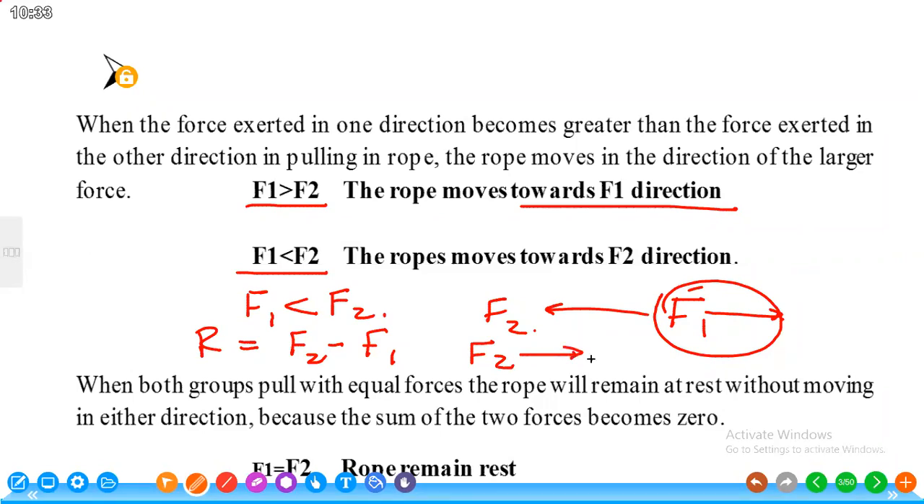Okay, then when both groups pull with equal forces, F1 equal to F2, in this condition the rope remains at rest. The reason is that the resultant force is 0. Because the resultant force is 0, the rope is at rest.